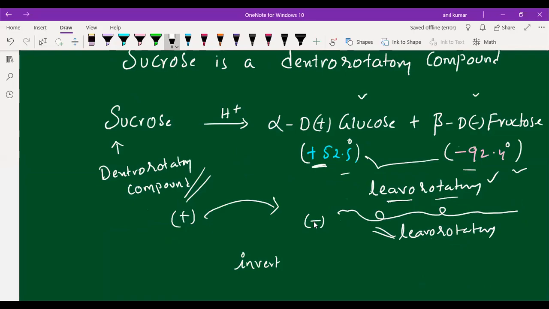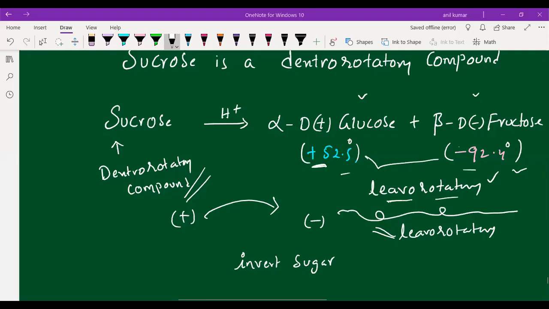Why sucrose is called invert sugar means because okay, students, just a minute. I hope you are seeing the screen, students. Okay, so we will end the class within a few minutes.